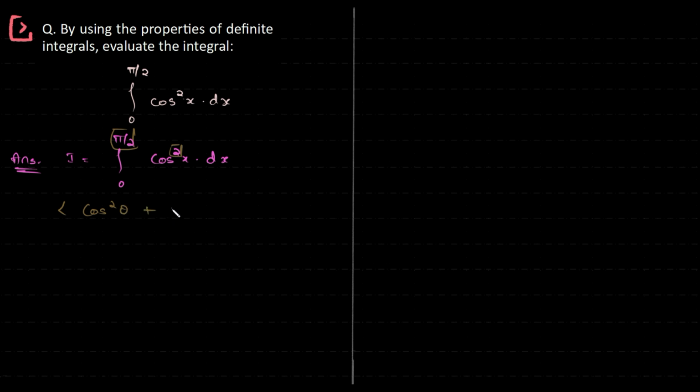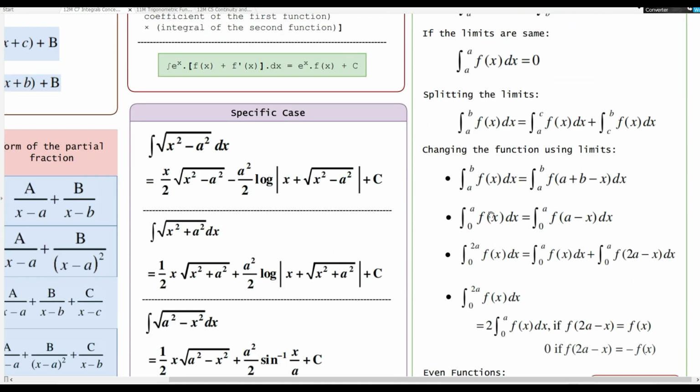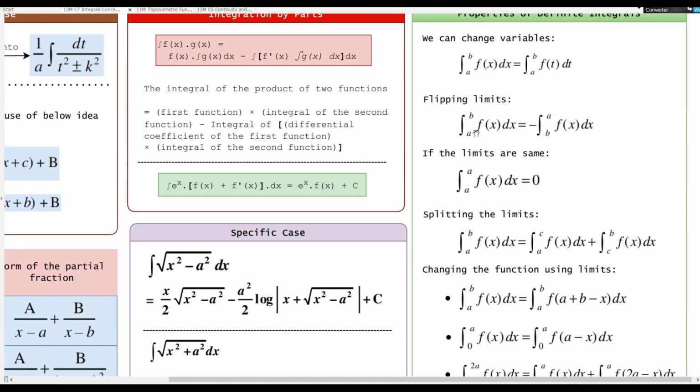Yes, we'll make use of cos square theta plus sin square theta is equal to 1. How will we make use of it? See, we have cos square x. Somehow if I get sin square x and if I add them, we'll get the answer. Okay, how will I convert this with this set of integral properties? Using this, right? 0, 1, 2, 3, 4. Fourth property.